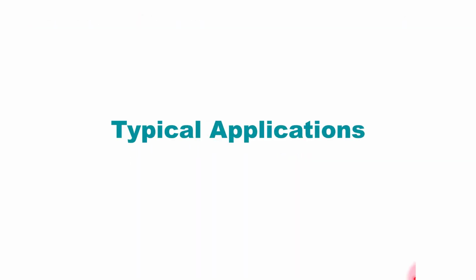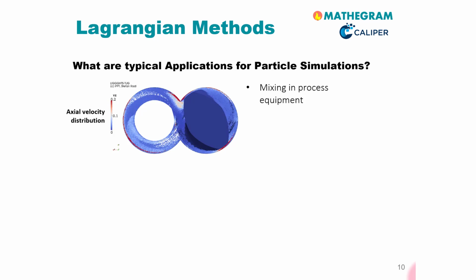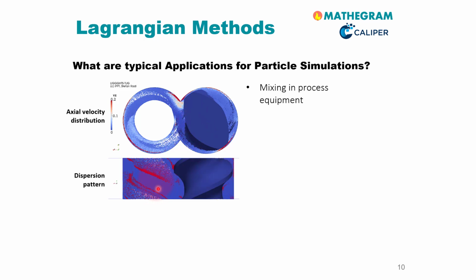Let me now showcase typical applications of Lagrangian methods. What are typical applications for particle simulations, you might ask? Well, one of which is mixing of particles in process equipment. What you see here on the top left is the velocity distribution of individual particles in an extruder. An extruder is a device that consists of a barrel and an extruder screw that's shown here. And this is the top view essentially.